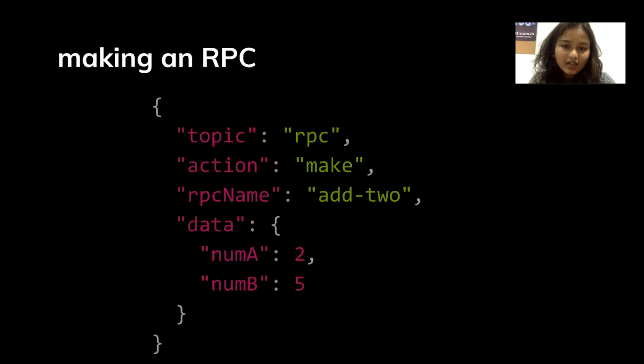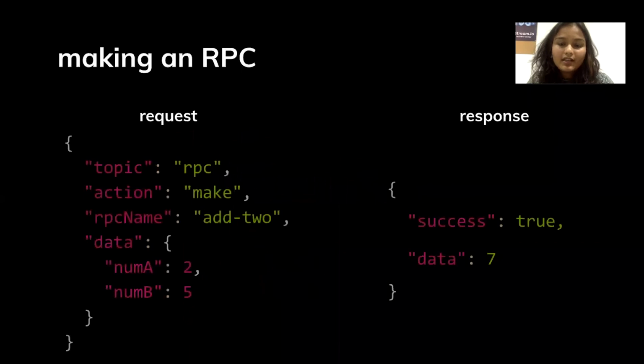And the topic would be RPC, action would be make, of course, the name of the RPC that you would like to make, and the data that you would like to send to the particular remote procedure call, which will then process it. And the response will be something like, if it was successful, it'll be a true, and the data after the particular client or the provider which is providing you the RPC has processed it, whichever data it is responding back with, that will be part of the data flag within the response.